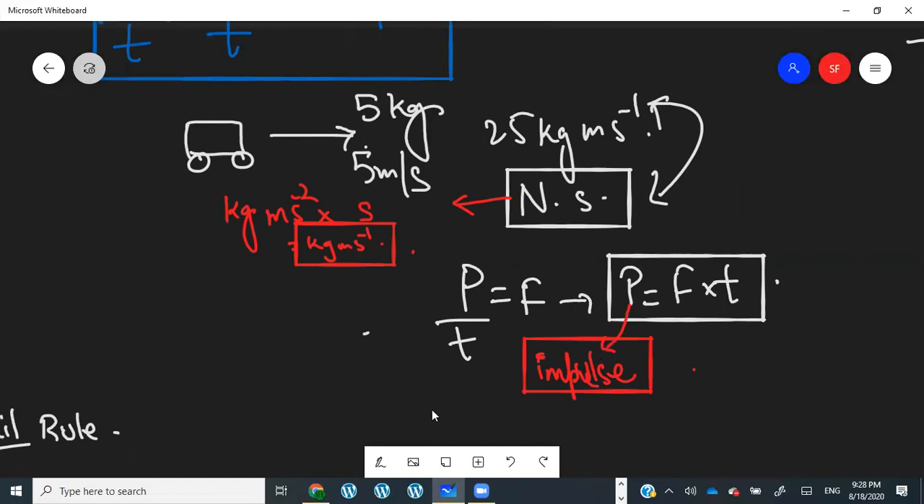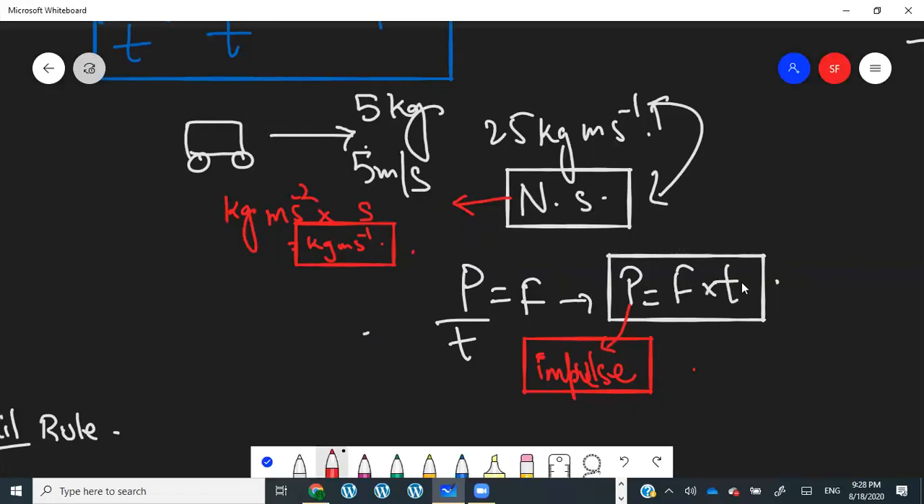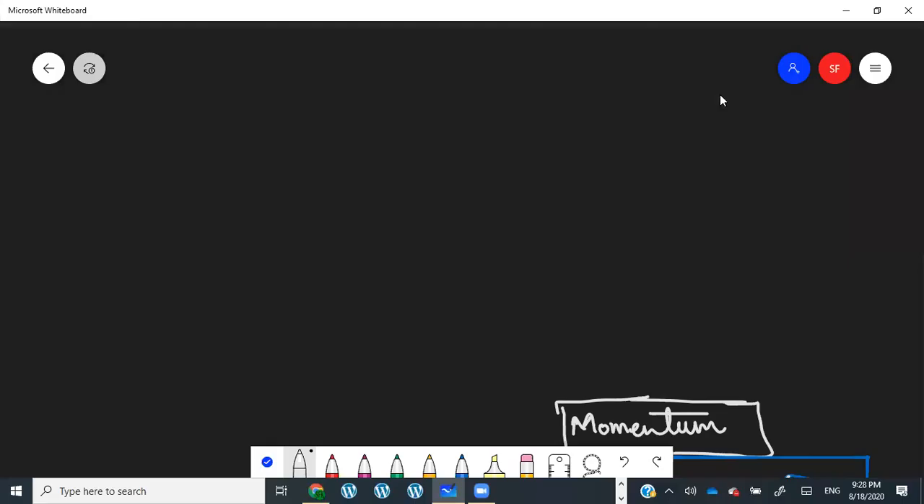You can also get this formula using this unit as well. Newton seconds actually means force and time, right? Force into time. Momentum is equal to force into time. What's going to be the graph of momentum against time?